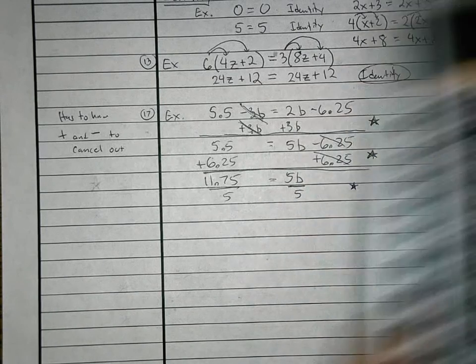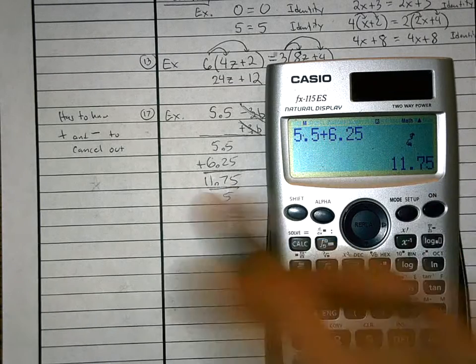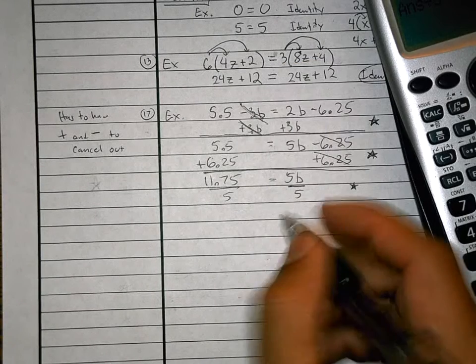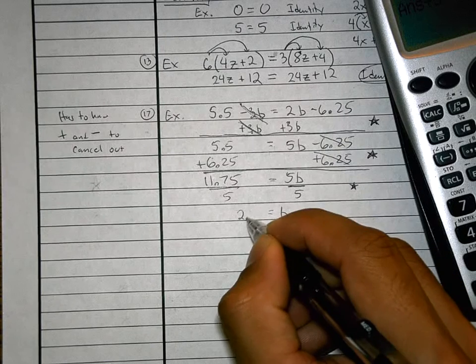I already have the 11.75 in there. All I have to do is press divided by 5. Oh no, it gave it to me as a fraction. You could actually write that down if you wanted to. I'll accept it. But if you want to know what it is as a decimal, it's 2.35.